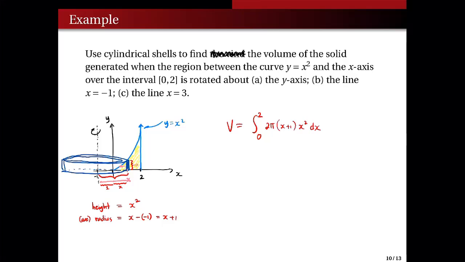Questions? So I'll leave this set up to you. You finish this, you find the volume of the solid generated here.